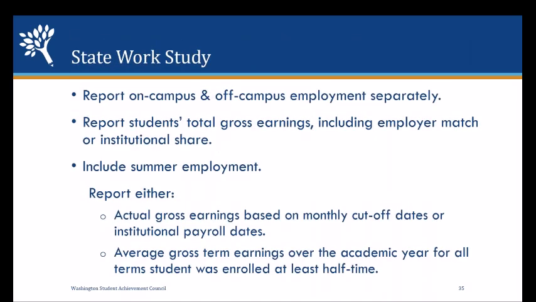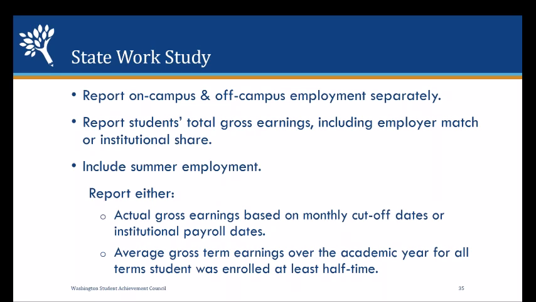State work study, report on campus and off-campus employment separately. Report students' total gross earnings and include the employer match or institutional share. Include summer employment. You can report either actual gross earnings based on monthly cutoff dates or institutional payroll dates, or average gross term earnings over the academic year for all terms the student was enrolled at least half time. Keep in mind the total needs to be very close to what was reported to the state work study program staff.